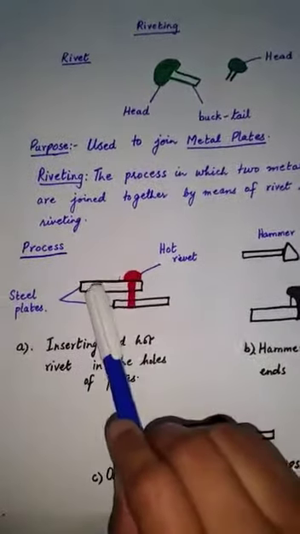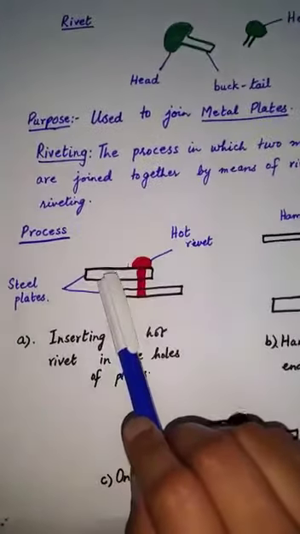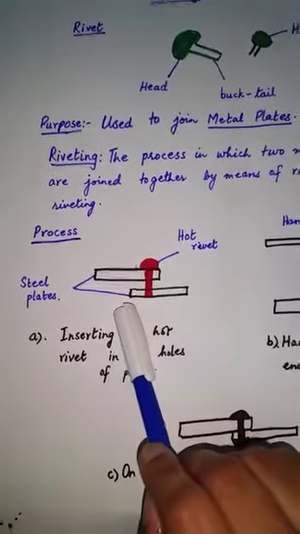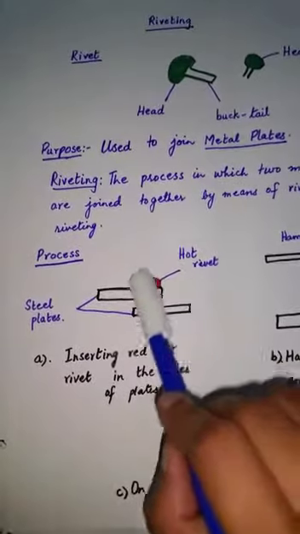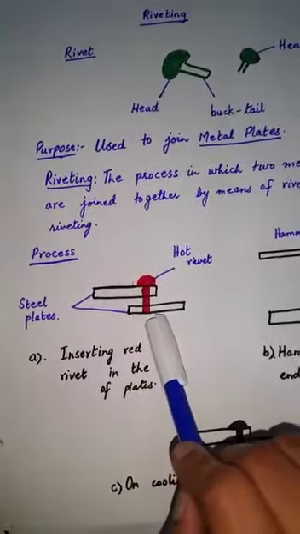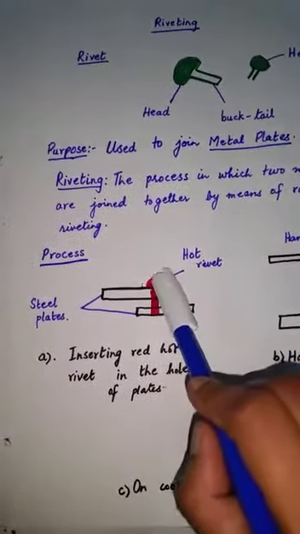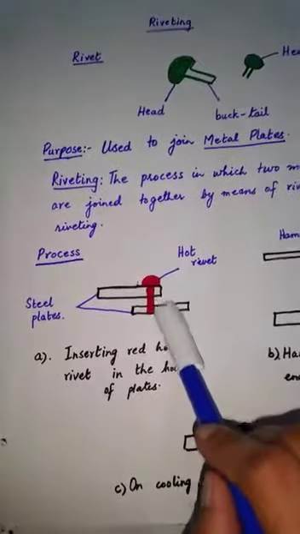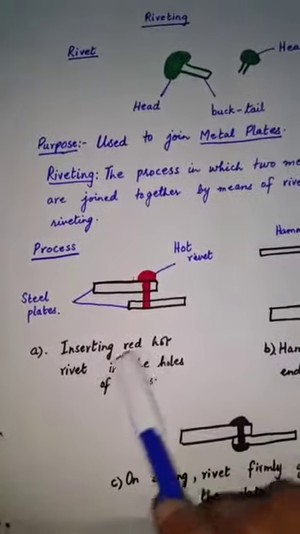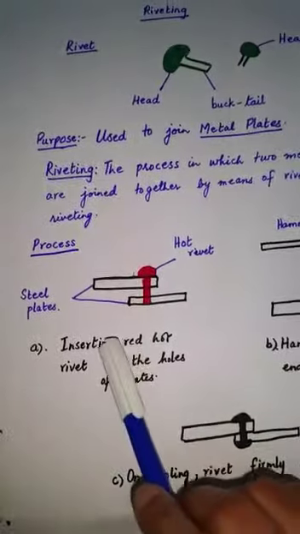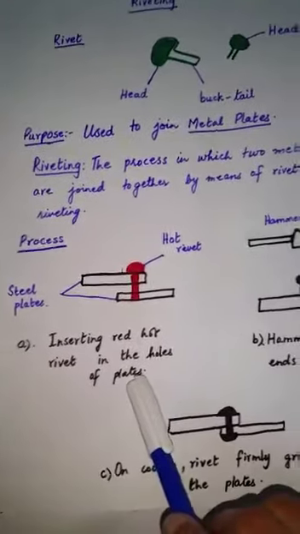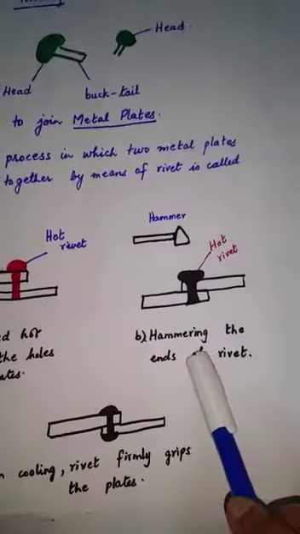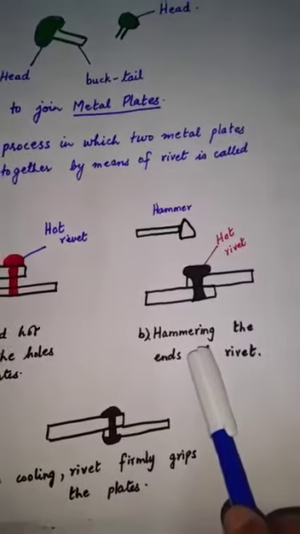Now you see here in this diagram that there are two steel plates, and this red part, this rivet that you can see, is red hot, and it is being inserted into the two steel plates. So this is the first step, and it is called inserting the red hot rivet in the holes of the plate. Next step in the process of riveting is hammering.